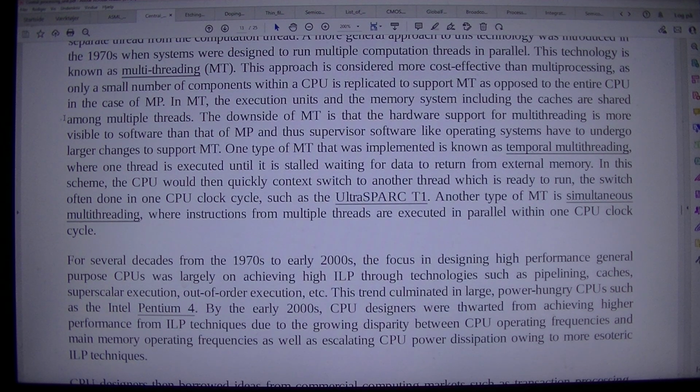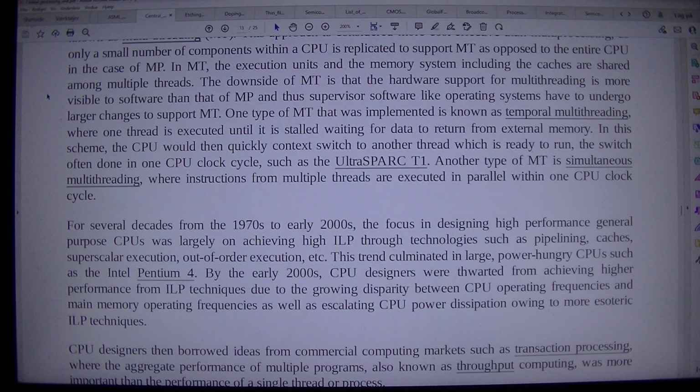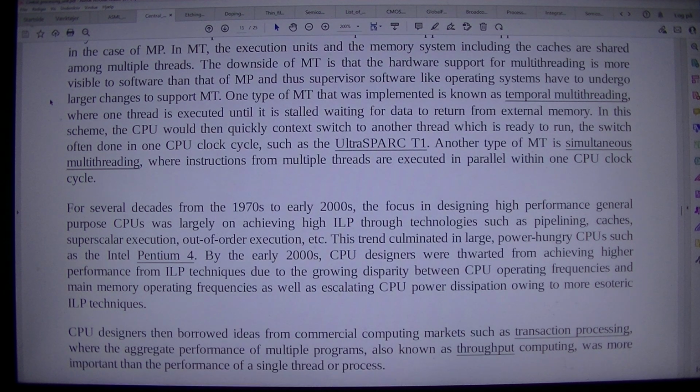This technology is known as multithreading, MT. This approach is considered more cost-effective than multiprocessing, as only a small number of components within a CPU is replicated to support MT as opposed to the entire CPU in the case of MP. In MT, the execution units and the memory system including the caches are shared among multiple threads. The downside of MT is that the hardware support for multithreading is more visible to software than that of MP, and thus supervisor software like operating systems have to undergo larger changes to support MT.